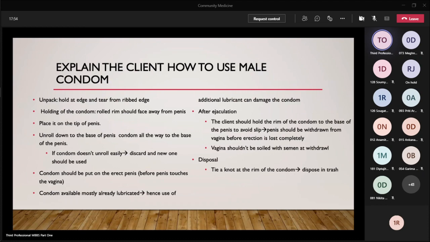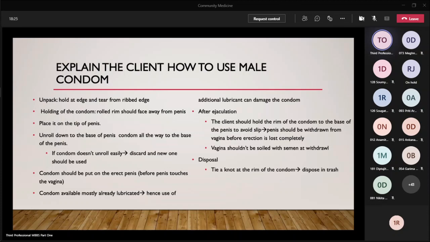These condoms are sometimes available mostly in a lubricated manner, so additional lubricant use is not advisable because it can damage it. And after the ejaculation, the client should hold it at the rim of the condom, at the base of the penis, to avoid its slip, so that unwanted semen slippage doesn't happen.